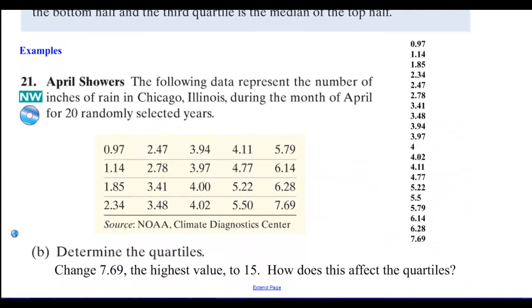So we're going to look here at number 21. For our example, the following data represent the number of inches of rain in Chicago, Illinois during the month of April for 20 randomly selected years. And we're going to find the quartiles. So we first need to know how many pieces of data we have. It said 20. So to find our median, we need to find the middle of the data, and we're going to have to average the 2 middle pieces of data because we have 20, so an even number of pieces of data to begin with.